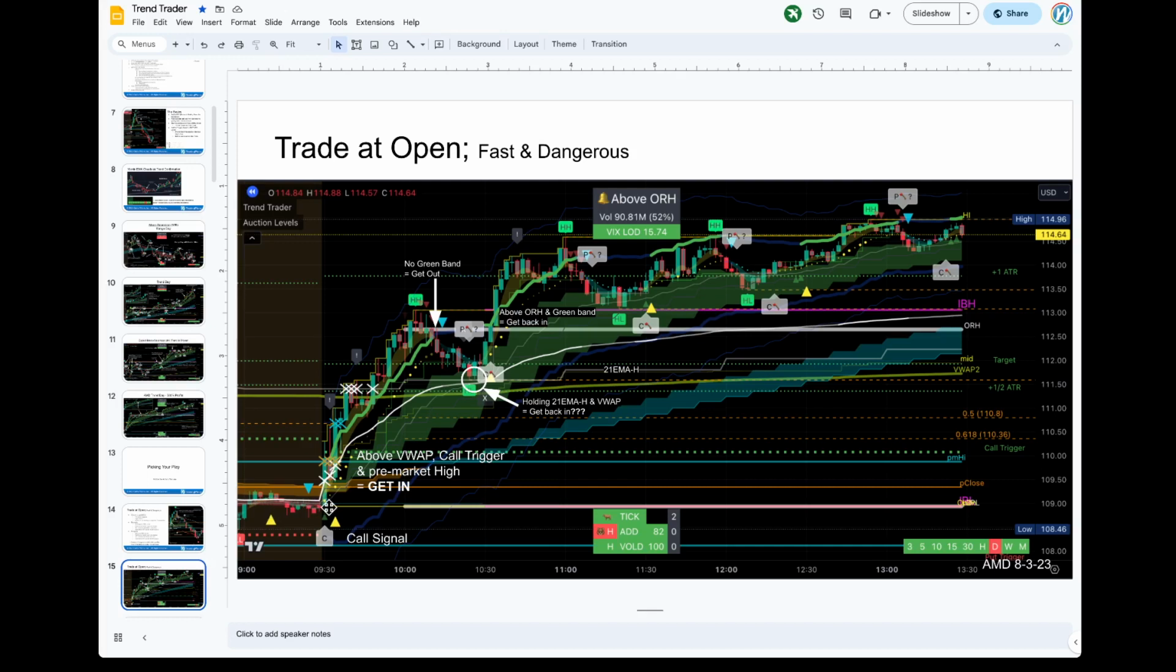So you wait for it. You see we're above the green EMA clouds, we're above the 34/48. Right here, that blue line, we're above the pre-market high. Okay, so now you have a call signal, you have a yellow triangle that says short-term trend is up, you have a green upper band. So all of those things say, hey, time to go.